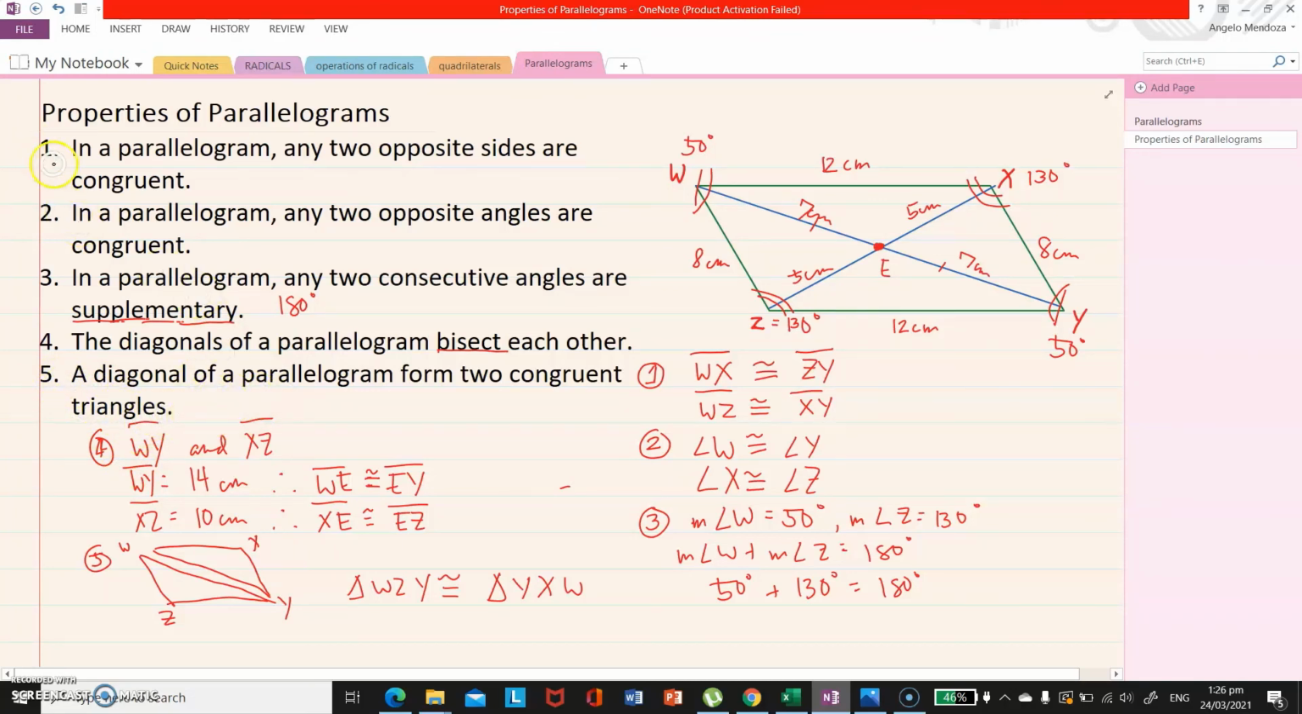So, these are the properties of parallelograms that will satisfy the condition that a quadrilateral is a parallelogram. Okay. So, by just using one example here, one figure, masasagutan na natin yung limang yan. Yung limang properties na yan. Na mapoprove natin that this figure is a parallelogram. Okay?